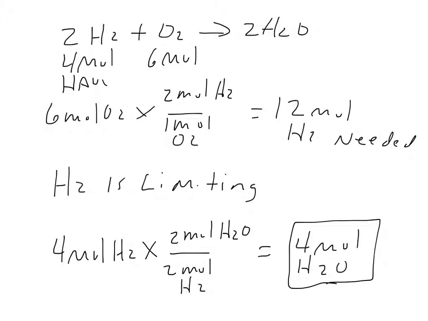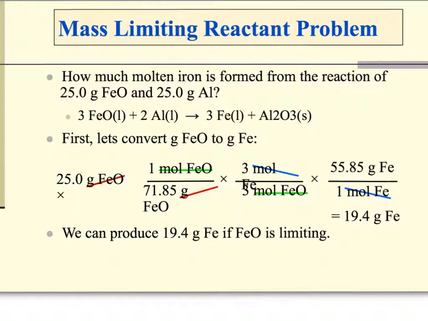Now let's look at a mass limiting reactant problem. How much molten iron is formed from the reaction of 25 grams of FeO, which is iron 2 oxide, and 25 grams of Al, or aluminum? Now notice that we have our balanced chemical equation right here. And so let's first do a mass problem with FeO being chemical A and then iron being chemical B.